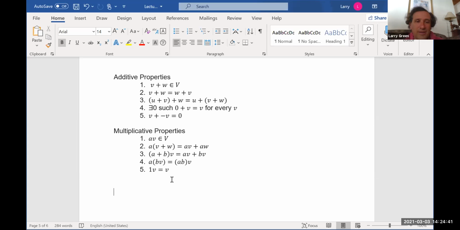Any thoughts? Polynomials? Yeah, polynomials. So if you look at all polynomials, it has all 10 of these properties. Do you agree? Anything else? And the answer is there's a whole lot of other examples. See if you can think of more. I want to say functions, but I'm not entirely sure.